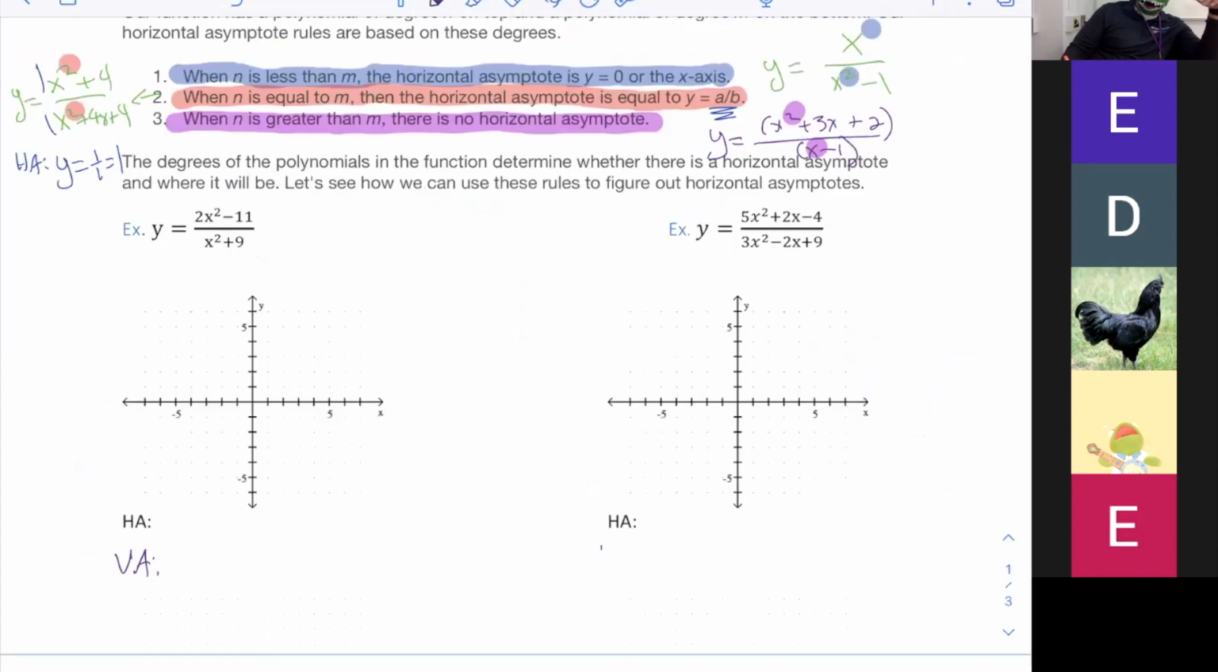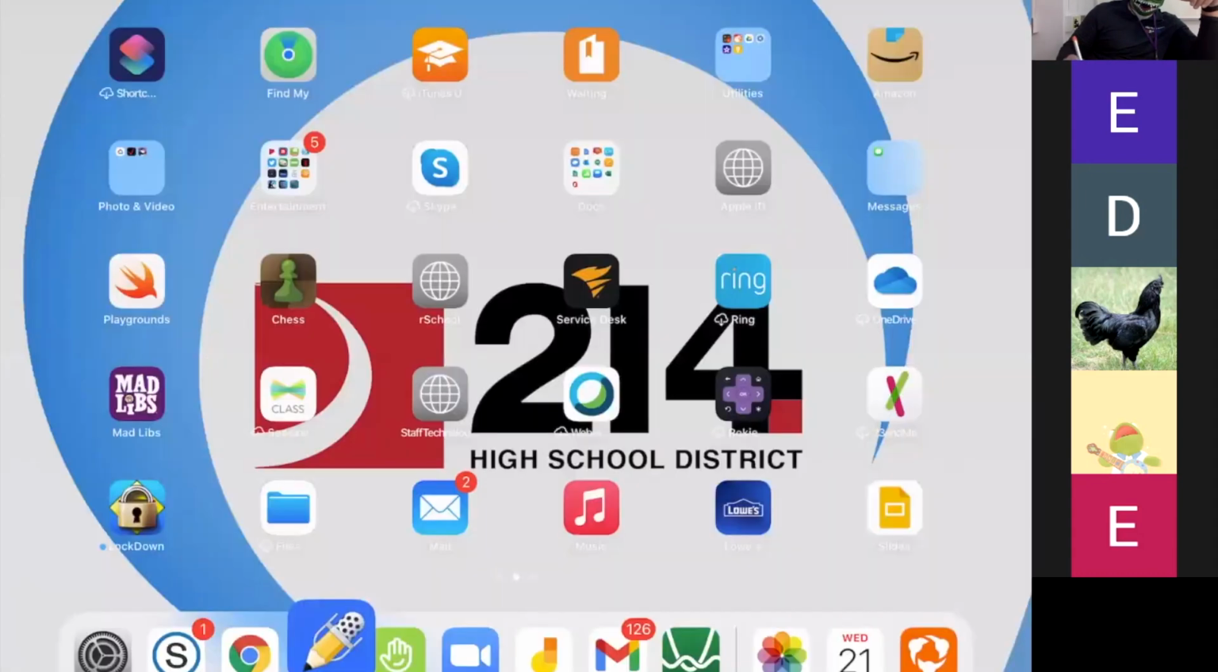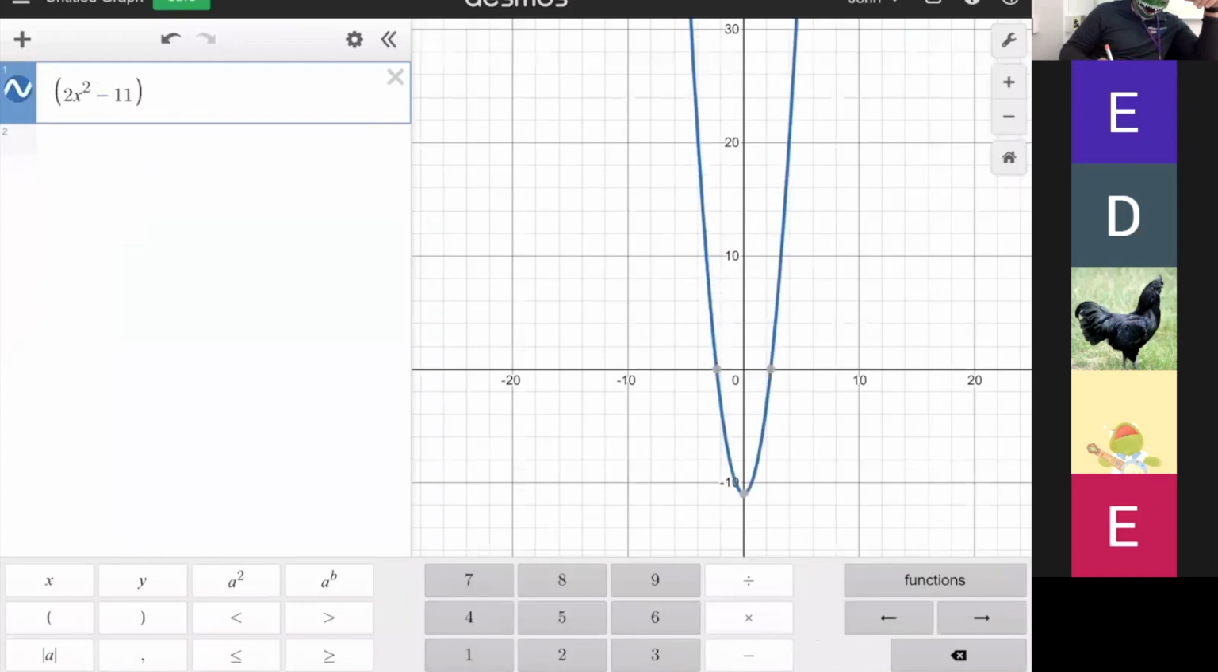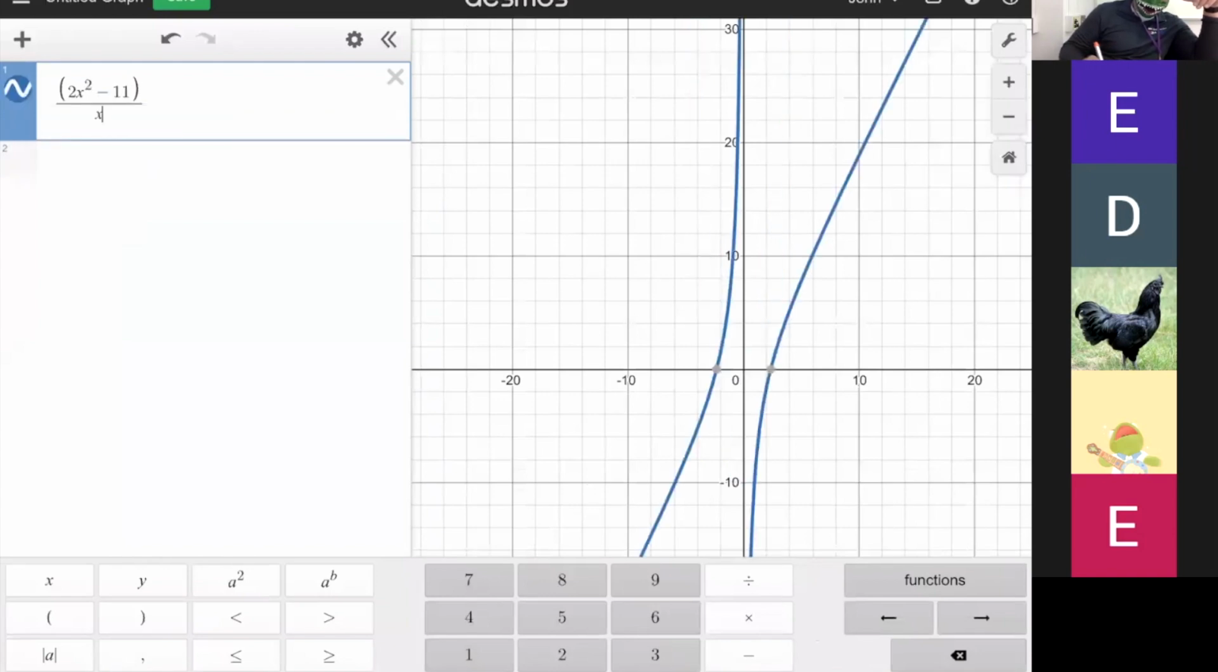And I'm just going to put the vertical asymptote here just as a challenge, so you can check this out. When you're looking at these kinds of equations, you're going to have 3 of them on the final. The first thing I would do is graph it. So I'd go on Desmos and confirm my ideas, but I wouldn't stress out about it. I'd just go right to it. So 2x squared minus 11 over x squared plus 9.